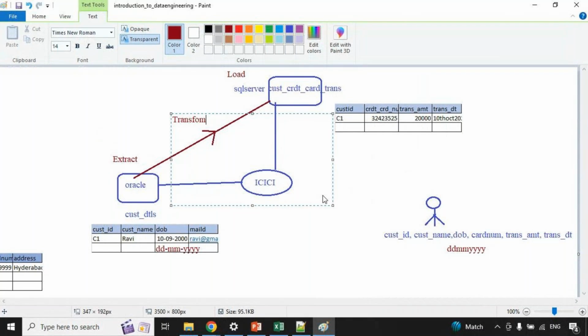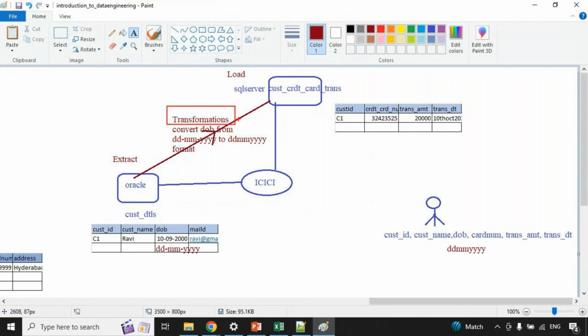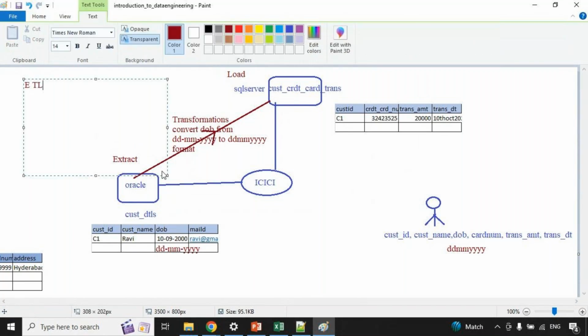Transformation means changing from one form to another form. So here I am going to convert the date of birth from DD MM YY to DD MM YYYY format. These are transformations as per the business requirement; we have to modify the data. Now, if you observe, we extract the data from the Oracle, apply the transformations as per the business requirement, and load into the target. This process we call the ETL process.